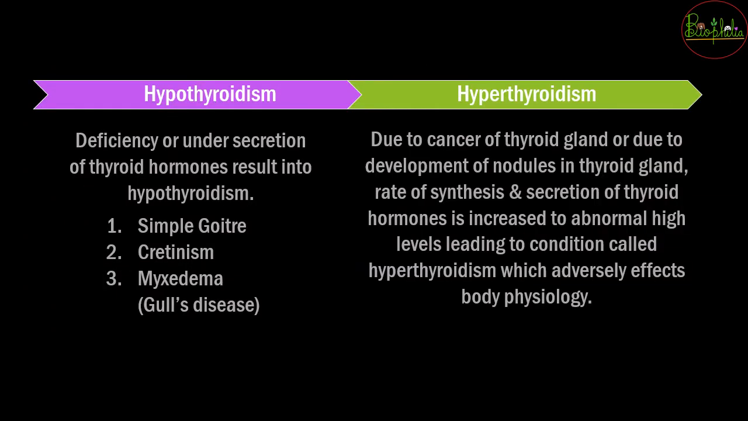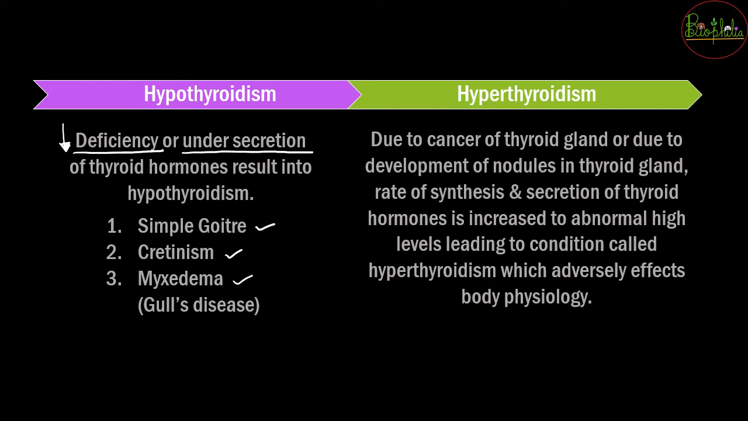Now we see that अगर thyroid hormones normal condition में नहीं है, that means the functions that we just saw, if they are not at regular pace because of low or high amount of thyroid secretion, then what can be the cases? So if there is hypothyroidism, that means there is deficiency or under secretion of the thyroid hormones, then there can be several results such as simple goiter, cretinism, or myxedema or Gull's disease. ये हुआ अगर thyroid secretion कम है या deficient है.